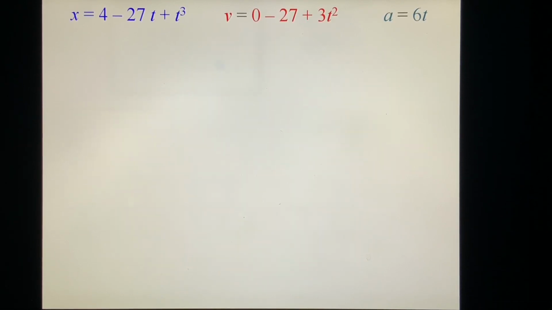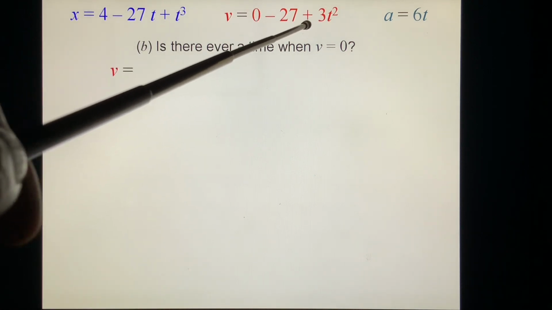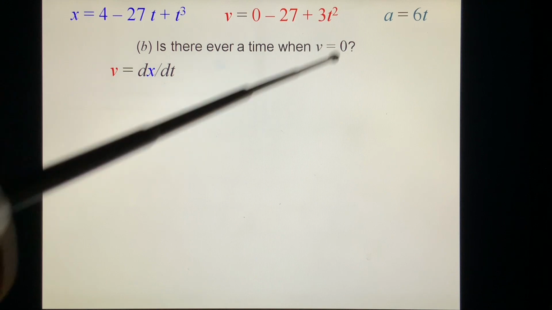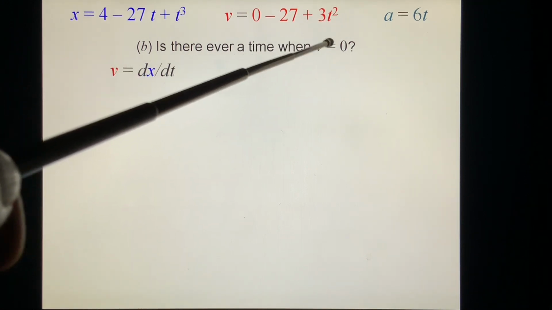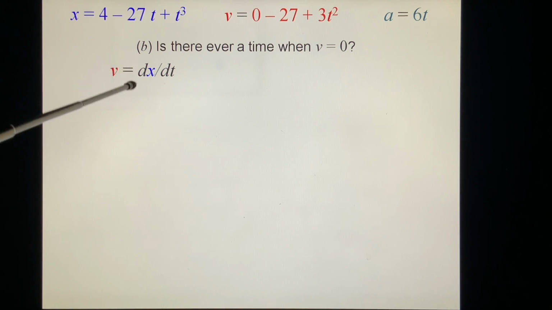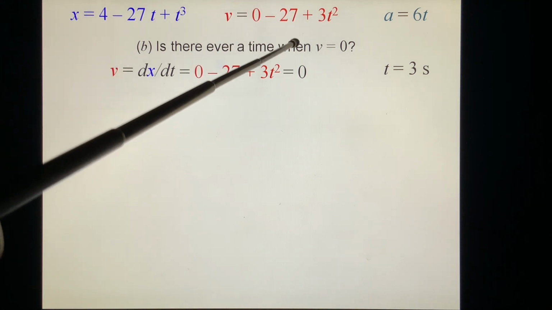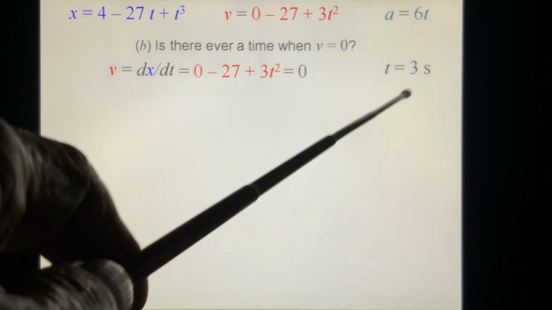This is given, and we calculate. Question B. Is there ever a time when v equals 0? We say we don't know. We can try. We set it equal to 0 and see whether we can find t. If we can find t, then we say yes. If we cannot find t, then we say no. So let's set v to 0. Can we find t? Yes, we do find t: t equals 3 seconds. So yes, there is a time when v equals 0, that is at t equals 3 seconds.